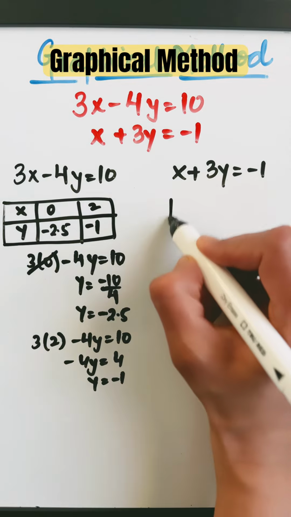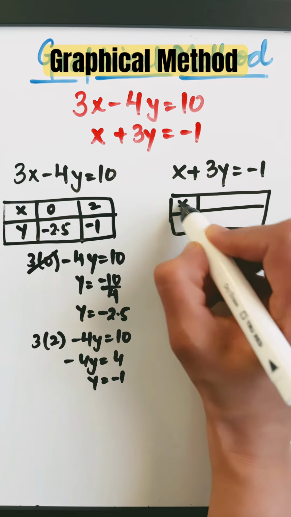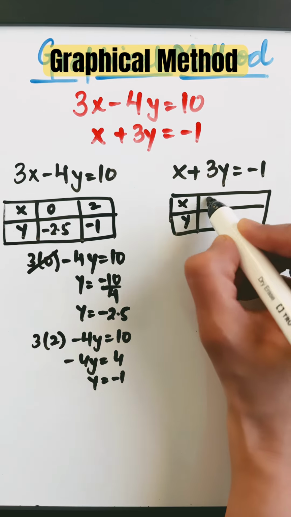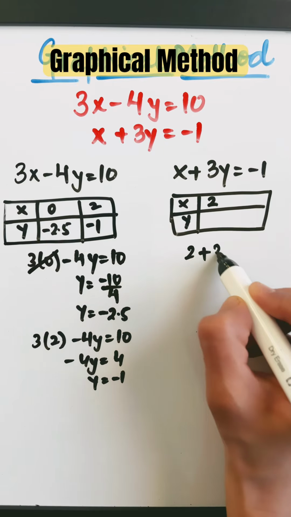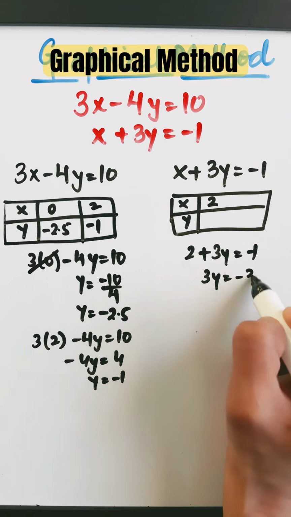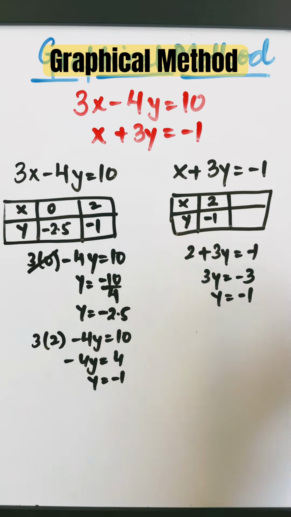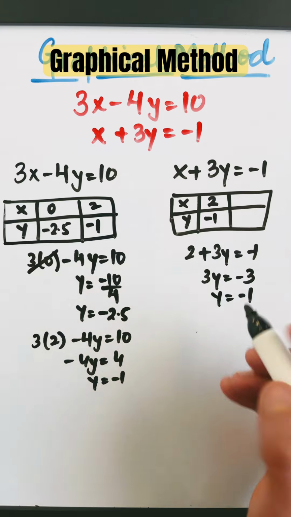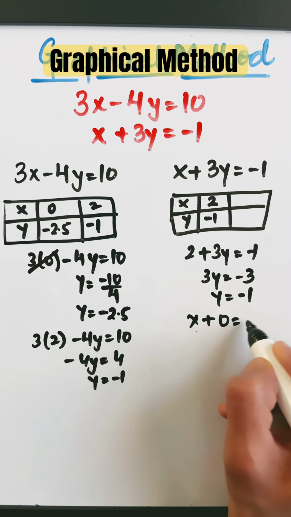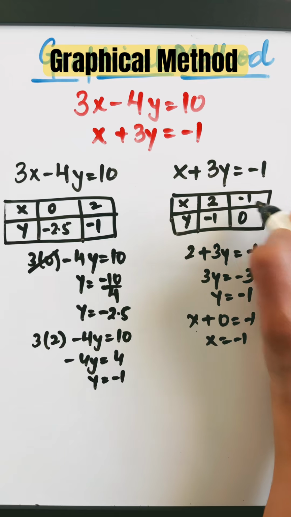Second one. Draw the table of values for this equation as well in a similar manner, x and y. If you put x as 2, 2 plus 3y equals minus 1. So 3y is equal to minus 1 minus 2, which is minus 3. So y comes out to be minus 1. And if I put y as 0, this one is easy. So x plus 0 equals minus 1. So x is minus 1. So y 0 gives me x as minus 1.